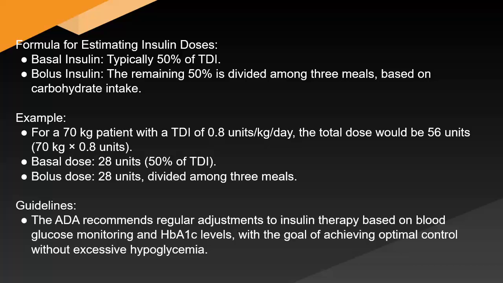Example, for a 70 kilograms patient with a TDI of 0.8 units per kilogram per day, the total dose would be 56 units, 70 kilograms x 0.8 units. Basal dose, 28 units, 50% of TDI. Bolus dose, 28 units, divided among 3 meals. Guidelines. The ADA recommends regular adjustments to insulin therapy based on blood glucose monitoring and HbA1c levels, with the goal of achieving optimal control without excessive hypoglycemia.